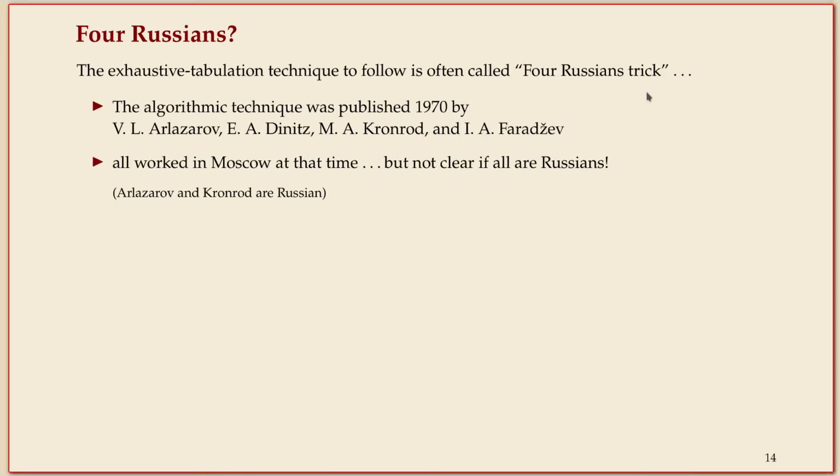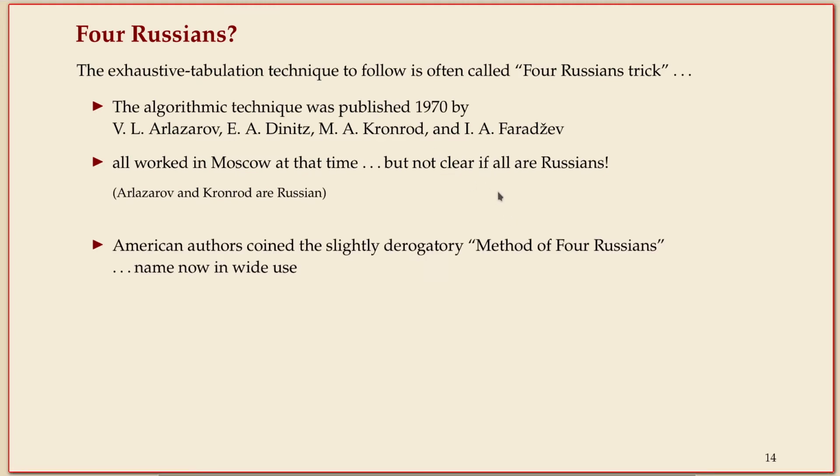It goes back, maybe not surprisingly, to a paper written by Russians, but it's not even clear. I couldn't dig out if all are Russians. Two are Russian, it was the Soviet Union at the time, and some American authors who were working in this area. I couldn't find who was the first who committed the original sin, but it became known as the four Russians trick, which is maybe a little derogatory. Maybe we shouldn't call it like that. So instead, I like to call it the method of exhaustive tabulation. It's also much more descriptive.